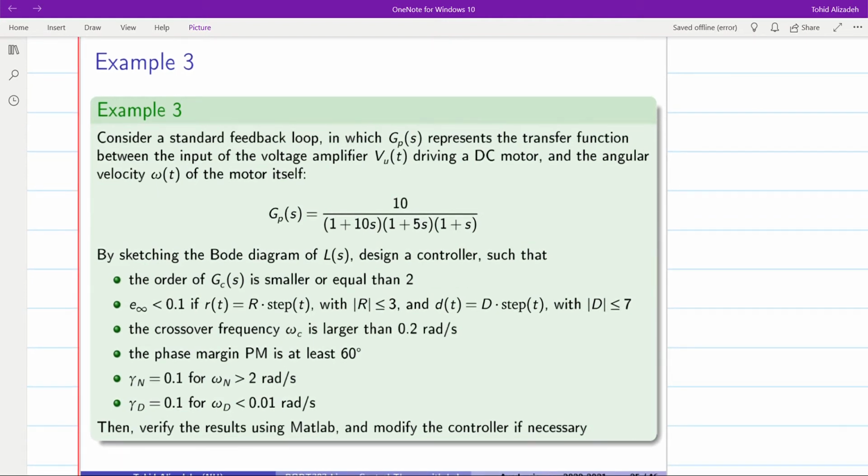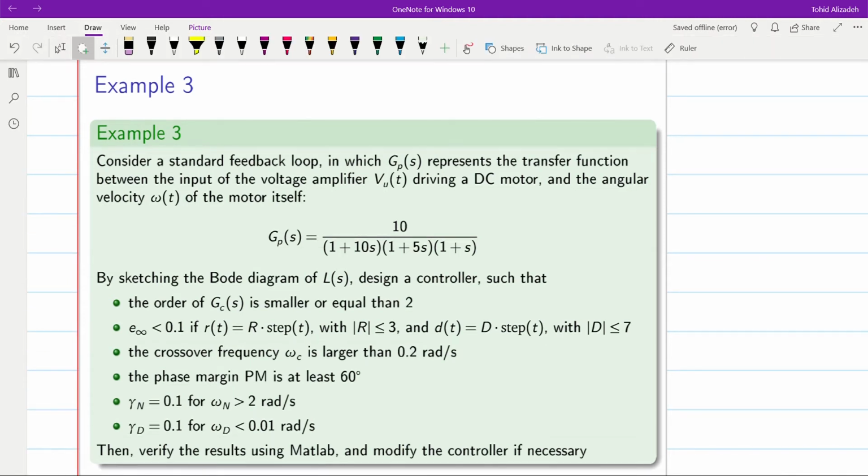Hello everyone. In this video we are going to consider an example of designing a second order controller for a given system using the frequency response of the system and also the controllers. So for our system we have, as you can see over here in the description, the transfer function which represents the relation between the input of the voltage amplifier driving a DC motor and the angular velocity of the motor itself. So the plant is given in the form of a transfer function with 3 poles, as you can see over here, and there are no zeros.